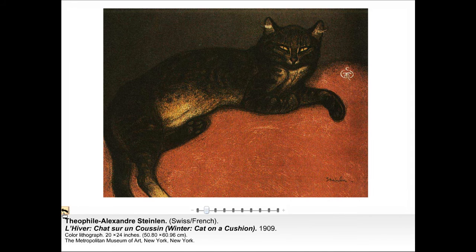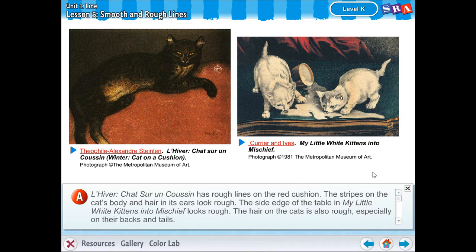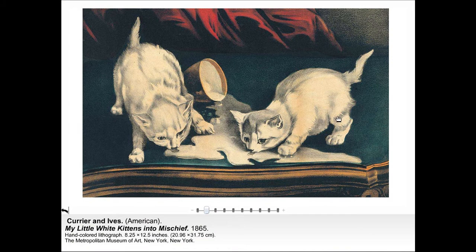And if we look at this one, where do we find rough lines? I think we could probably find some rough lines on his back and on his tail. Rough lines that look jiggy jaggy. Rough lines on his back. Smooth lines and rough lines.